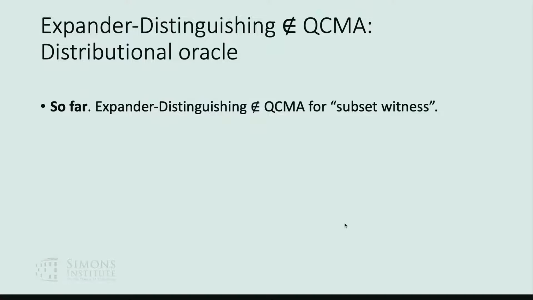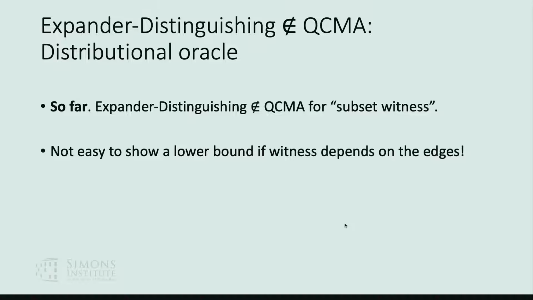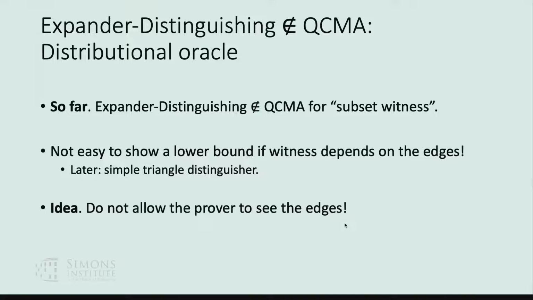So far, I have hopefully convinced you that expanded distinguishing is not in QCMA if the witness has this particular structure. It turns out it's actually not too easy to show a lower bound if the witness can depend on the edges. I'm going to show in a little bit a nice triangle distinguisher that works on average case, but you still somehow need to rule it out. So how do we show that even if you have the edges, it doesn't matter?